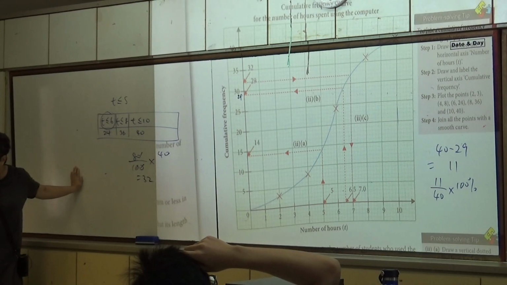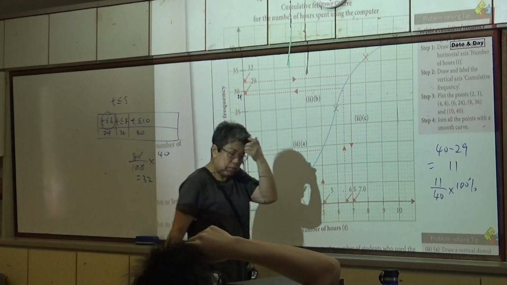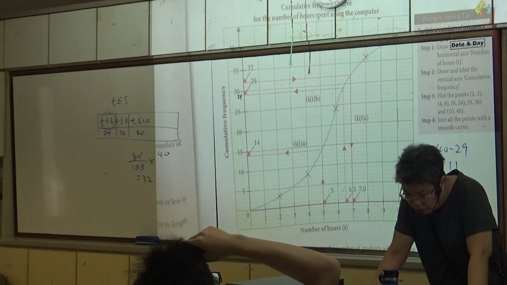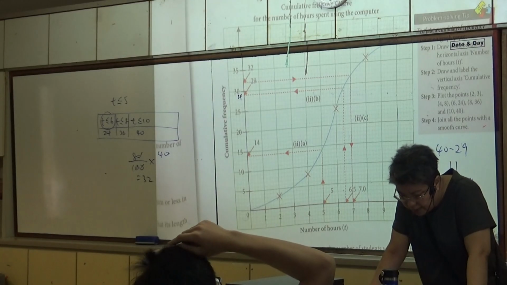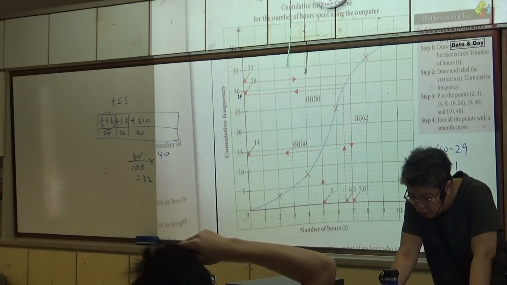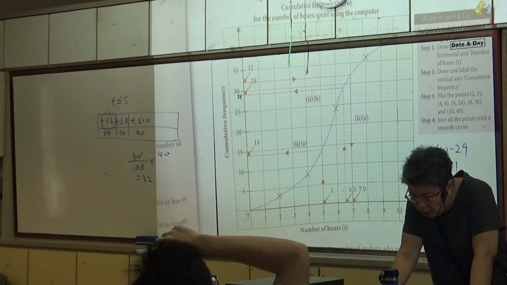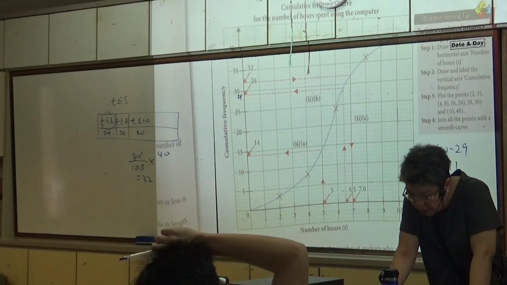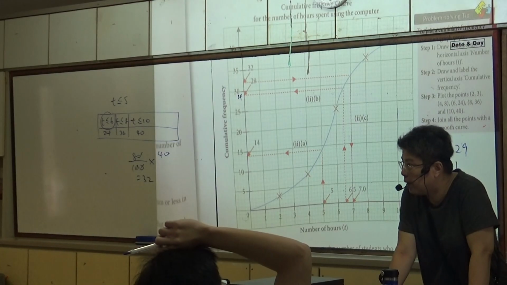You understand? So we cannot read from the graph. Is that understood here? Okay, so the answer there says, let's look at part 3 answer. Since the curve drawn is based on less than or equal, the reading on the curve corresponding to t equals 5 will also include students who use the computer for exactly 5 hours. So therefore, it is not possible to state the number of students who use the computer for less than 5 hours. Are we all clear now?